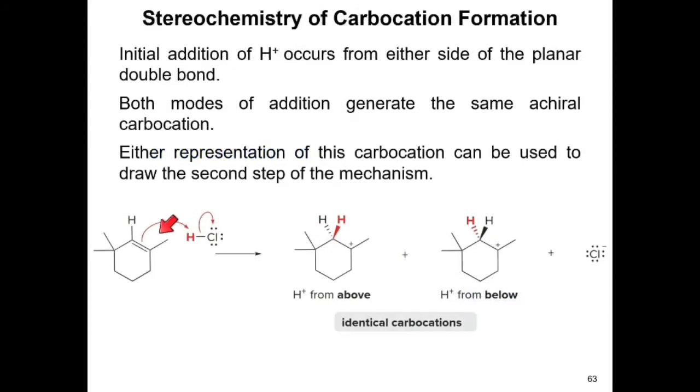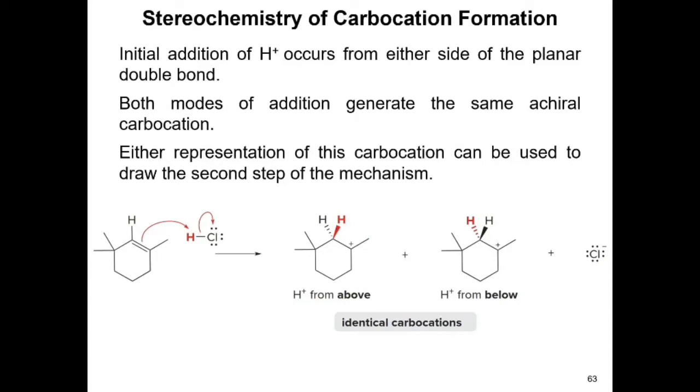Again, the very first step is the attack of the alkene. The alkene here is acting as a Lewis base, attacking this electron-deficient hydrogen atom. This results in the cleavage of the sigma bond between the hydrogen and the chlorine atom. And so we have the formation of the sigma bond between the carbon and the hydrogen atom, and the formation of a positive charge, a carbocation. So what we have here is a tertiary carbocation.